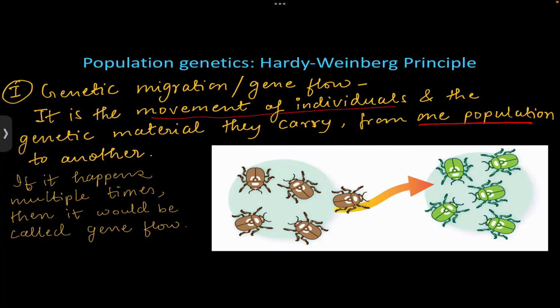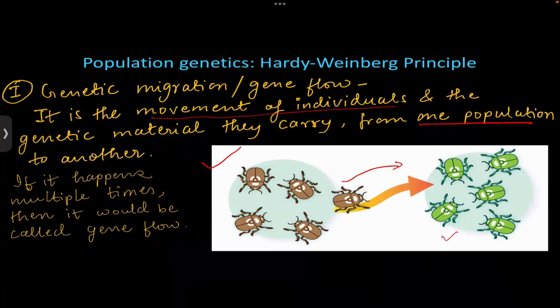So that is the consequence of genetic migration. As you can see from this particular image, this is a population of brown colored beetles. One beetle decided to move to a population where all the beetles are green in color. So this will lead to the introduction of a beetle which will be brown in color. This event is called genetic migration.